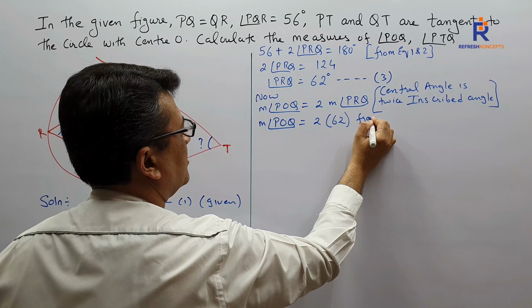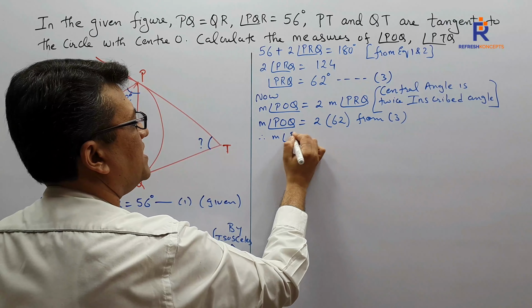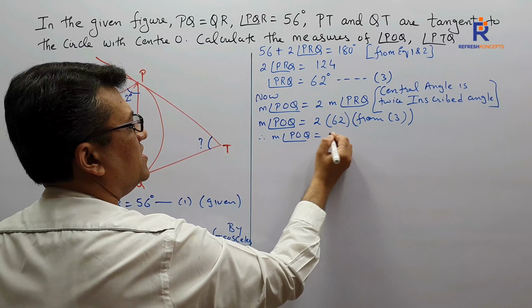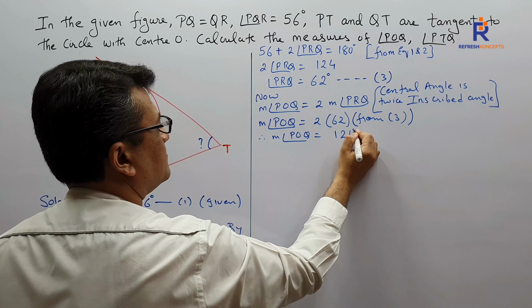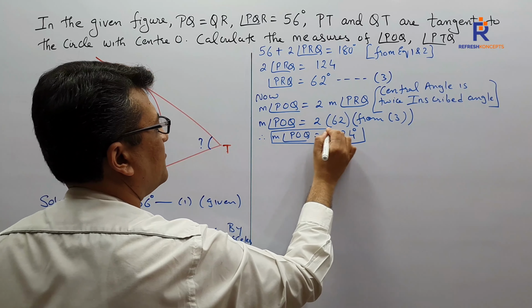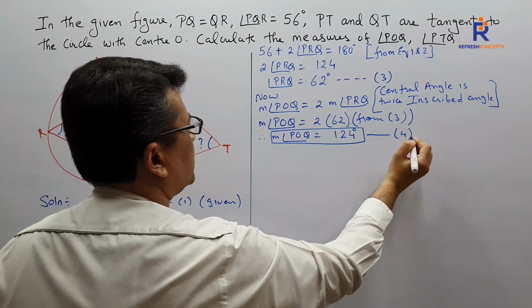From where did I get this value? From 3. Therefore, measure angle POQ is 124 degrees. My first answer. Now children, I shall give you one property.